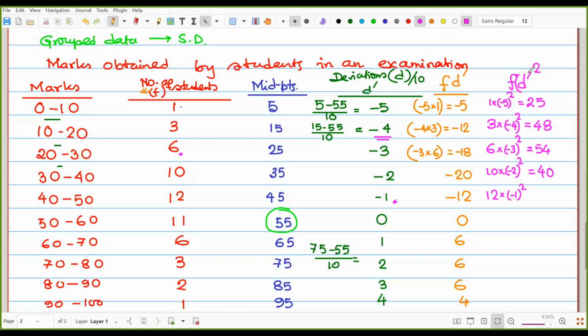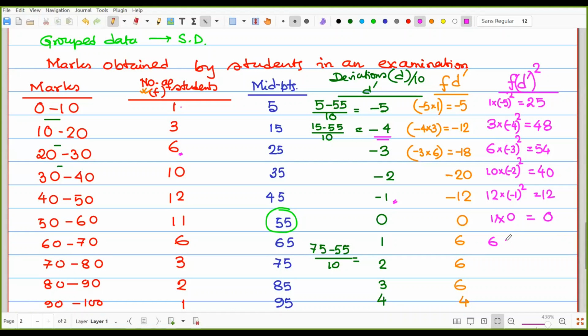For your ease, I am writing the column in that way. So it would be better for you. Okay. So that one is 12. Next one, 11 into 0. So that one is 0.